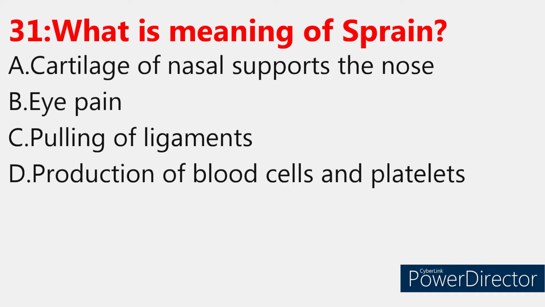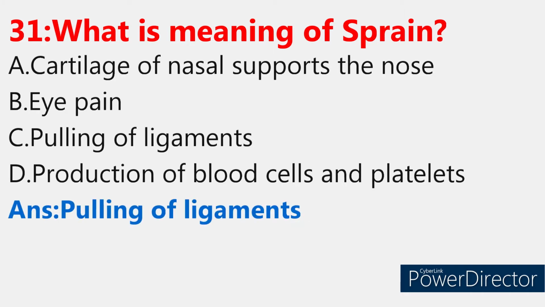What is the meaning of sprain? Option A, cartilage of nasal supports the nose. Option B, eye pain. Option C, pulling of ligaments. Option D, production of blood cells and platelets. And the correct answer is option C, pulling of ligaments.